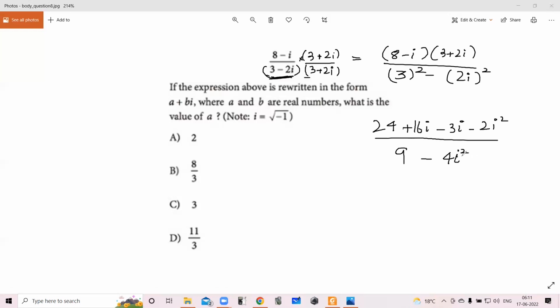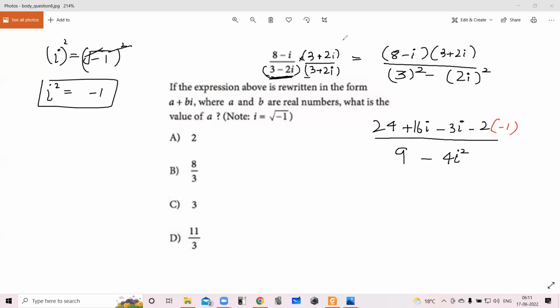And if i is the square root of negative 1, how much will be i squared? Negative 1. Because you'll be squaring this, the square and root will cancel out. So i squared is negative 1. Wherever there's i squared, you'll plug in negative 1. So I squared is on the top, I'll plug in negative 1 there, and i squared is in the bottom, I'll plug in negative 1 there.